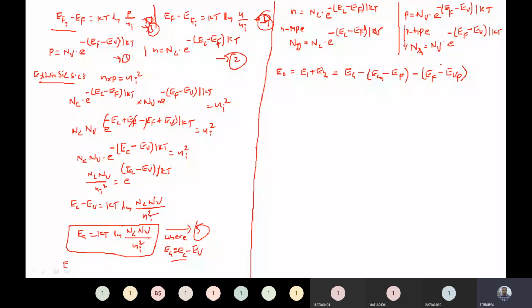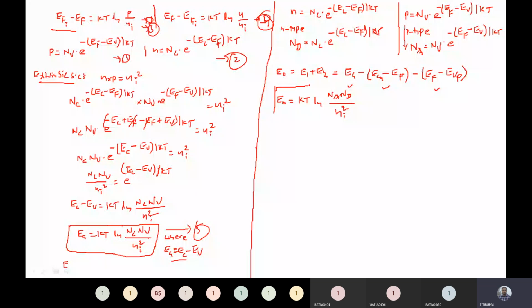Right. So we have these equations. This is the complete equation. If you substitute all these values, ECN and EF, then you get an expression like this: E naught is equal to KT ln Na Nd divided by Ni square. The same expression as before with Nc Nv, but here Na Nd.